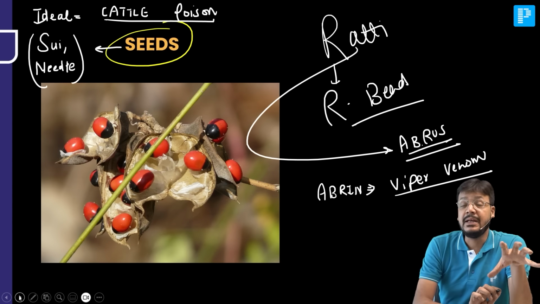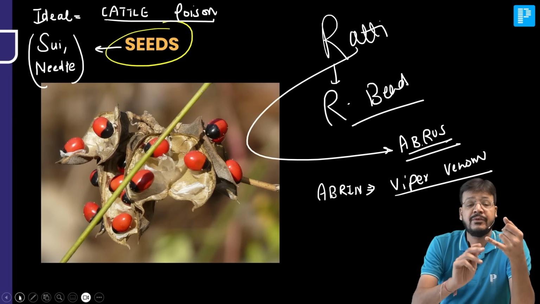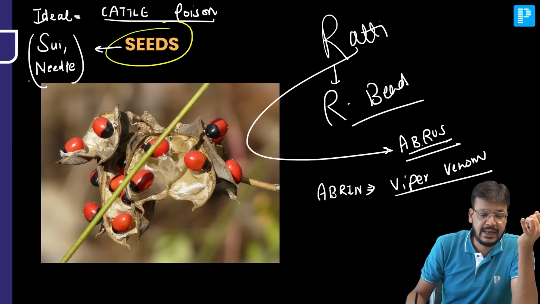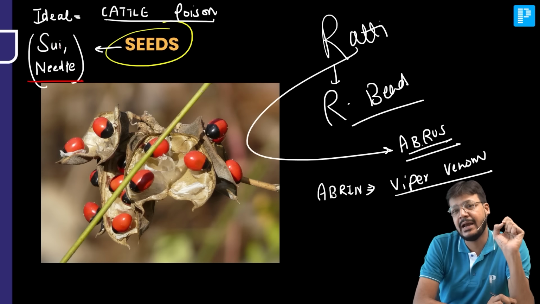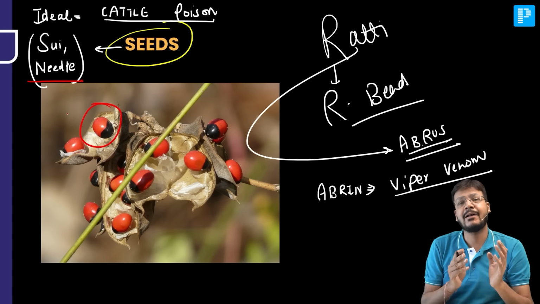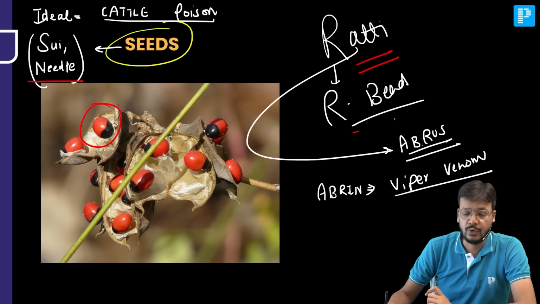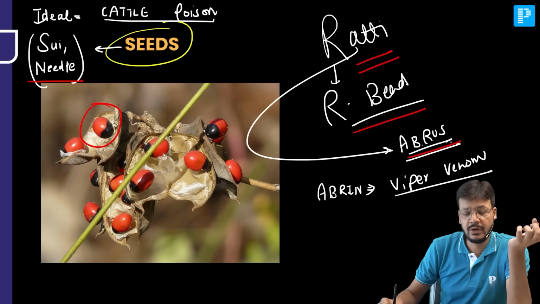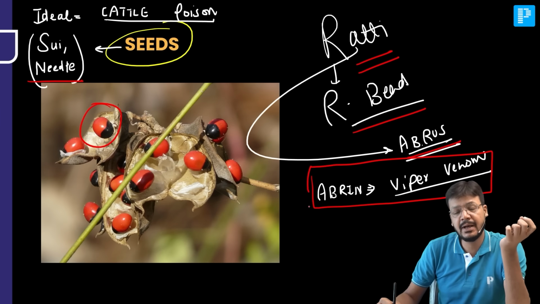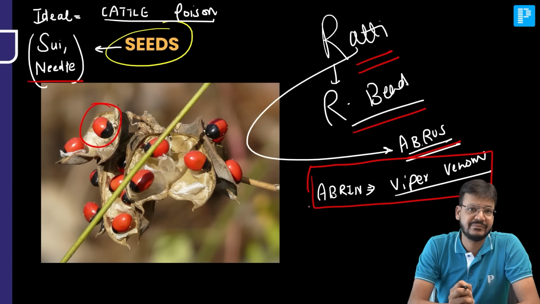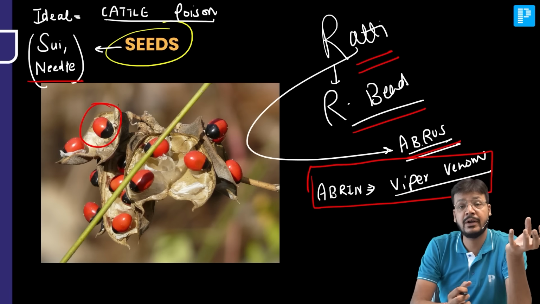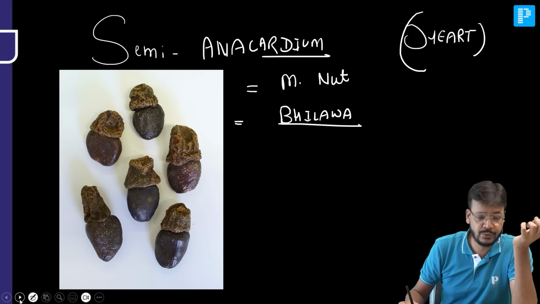So this is Croton tiglium, Napala or Jamal Ghota. Please note, this is very, very important, my dear friend, Abrus precatorius. It is an ideal cattle poison. The first line written is ideal cattle poison because we make a sui, or needle, and hit the animals. These are scarlet red seeds with a black tip. It is known as Ratti, rosary bead, Abrus. One question always comes in exam: Abrin's mechanism is just like a viper venom. So if you get a question on which organic irritant plant is the same as a viper venom, the answer is Abrus. This is Abrus precatorius.